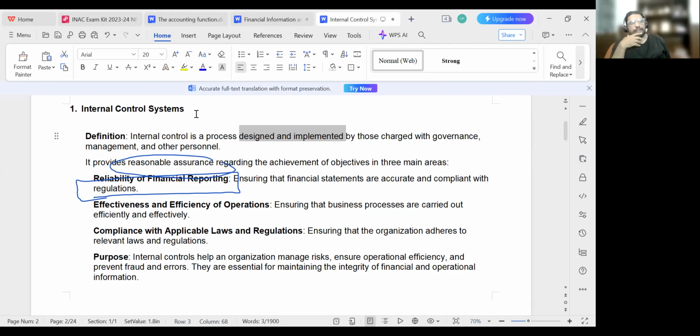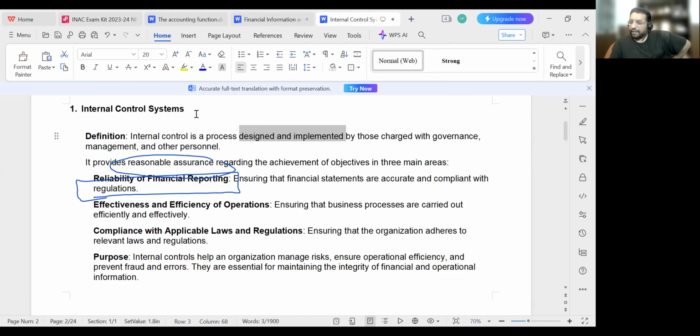When external auditors go to a company, the first thing they do is check the internal control system of that company, how effective it is. If the internal control system is effective, they would be relying on the information given to them by the management, right? If it is not effective, they would be doing all the testing themselves, like the operational testing, which we call the substantive testing. Okay, so the internal control system ensures the reliability of financial reporting.